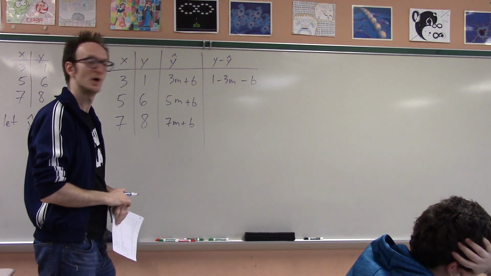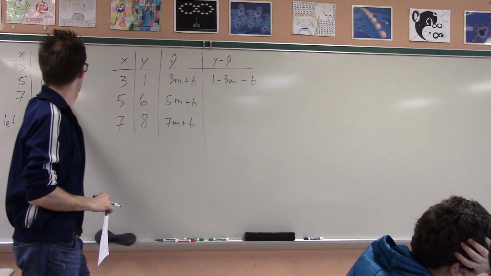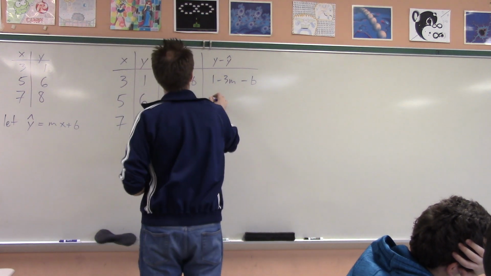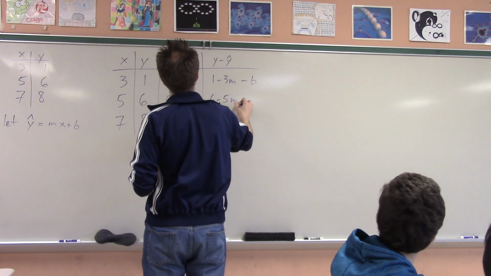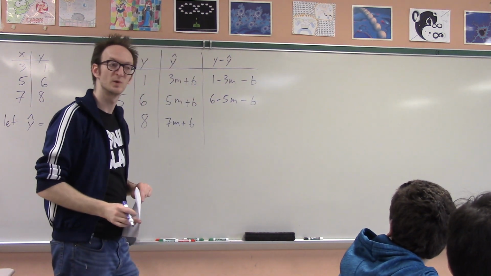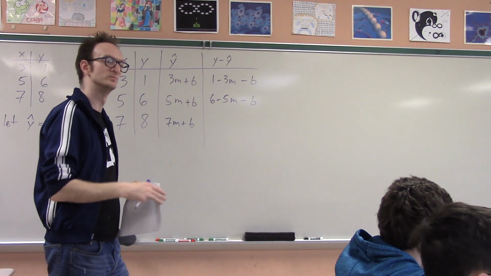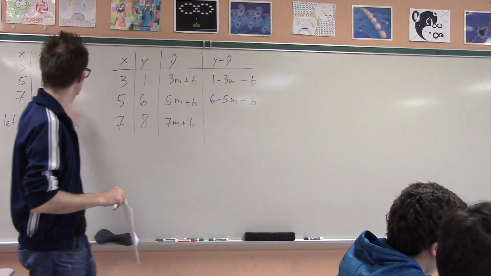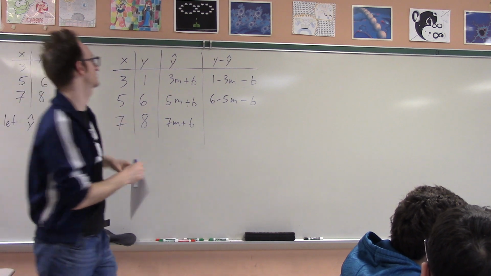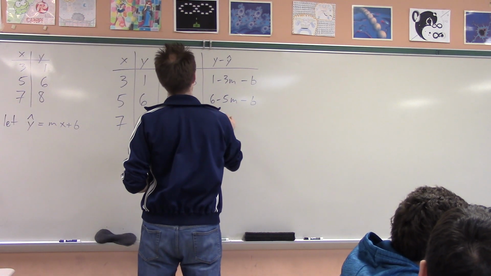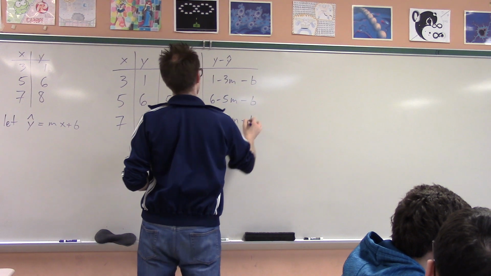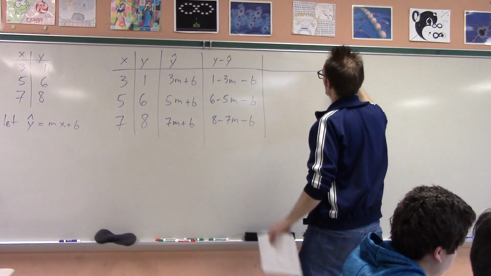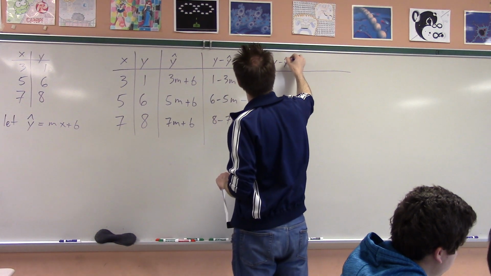Not so hard. Okay, next one. Here, if 6 was predicted, but this is what actually came out, what's the residual? Cool. Question? You're good? And finally, if 7m plus b was predicted, but the actual value was 8, then the residual was 8 minus 7m minus b. All right, now comes the hard part. We must square all these residuals.